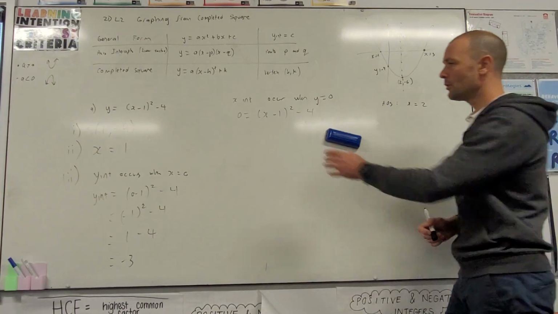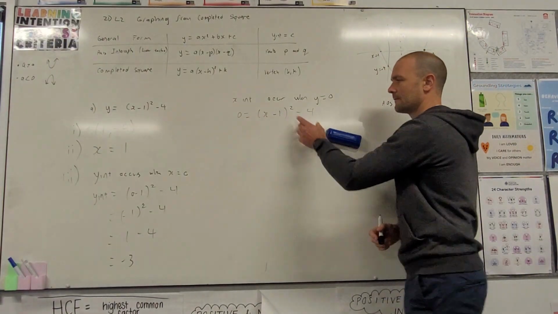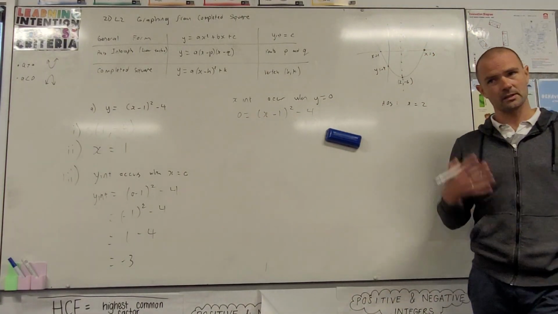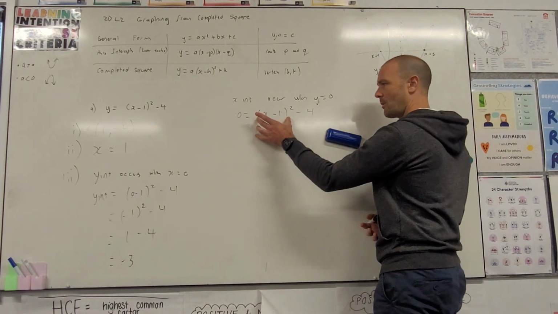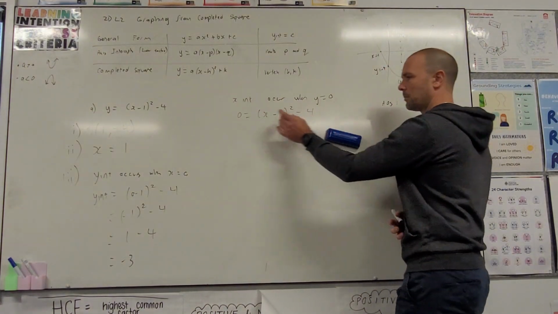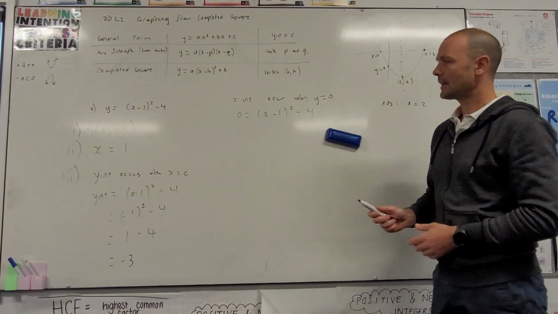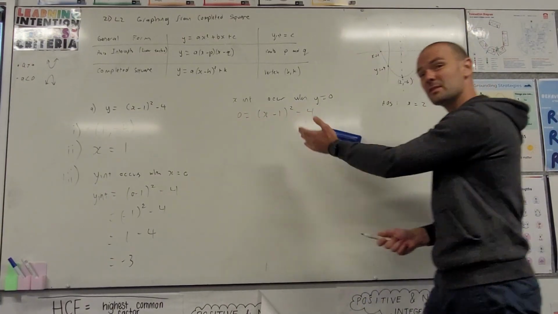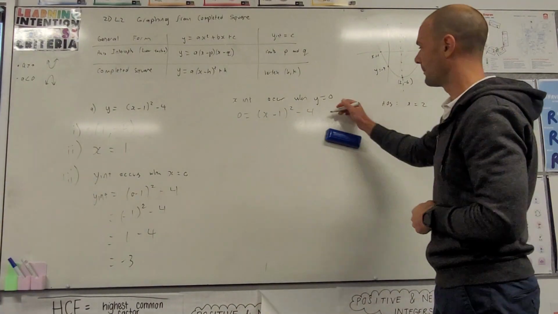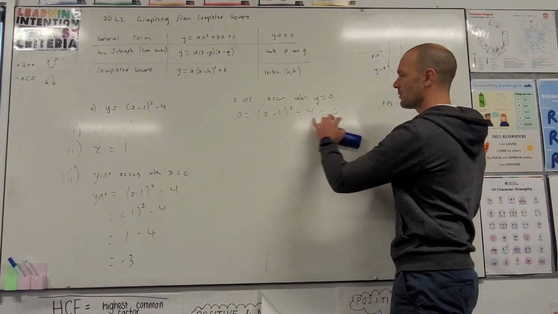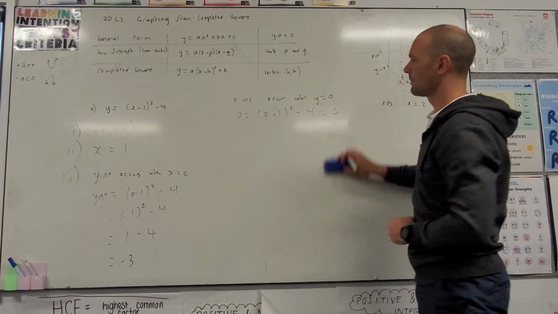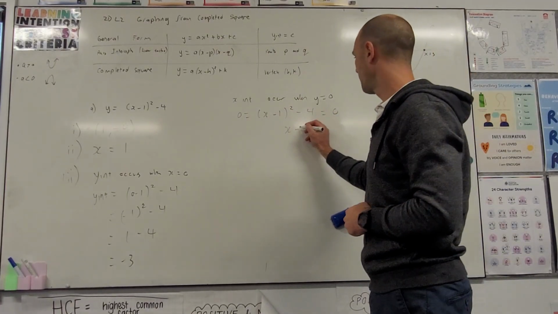Alright, so we have 0 equals x take 1 squared take 4. Now the way we solve this equation is we're trying to get this term by itself. So to begin with, we're going to plus 4 to both sides. Now you can put the 0 on the left. Lots of people prefer it on the right. It doesn't matter because if they're equal, it doesn't matter what side we write it on. So we'll start by plussing 4 to both sides.